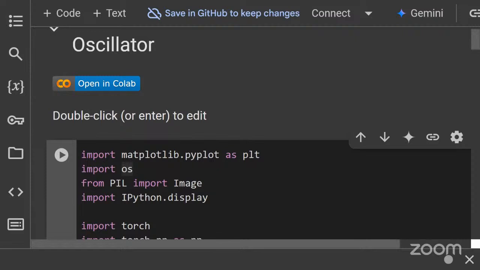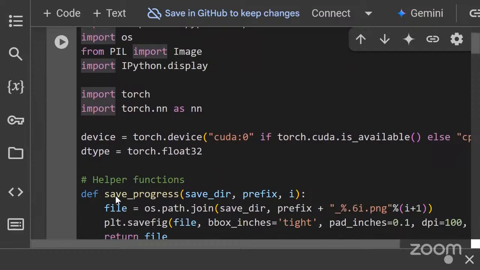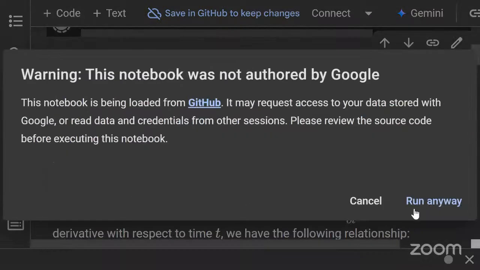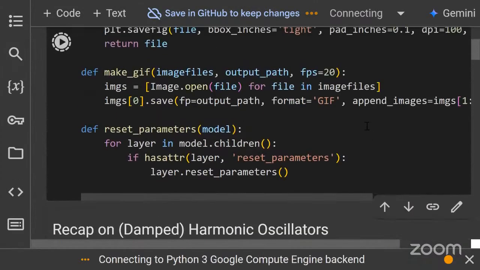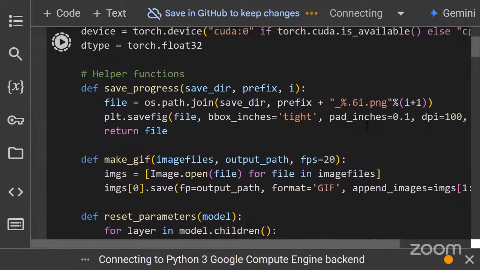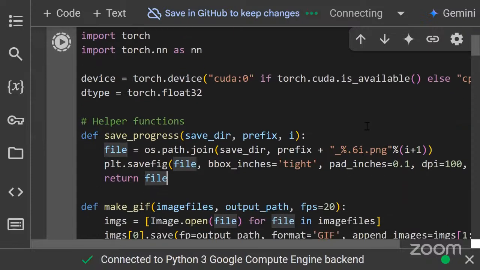We're going to use the lab material that's on GitHub. So we have lab 3-2, harmonic oscillator. In this notebook, I prepared a rudimentary example of a PyTorch implementation of PINN and its application to the harmonic oscillator. There are also some helper functions that I defined for you.